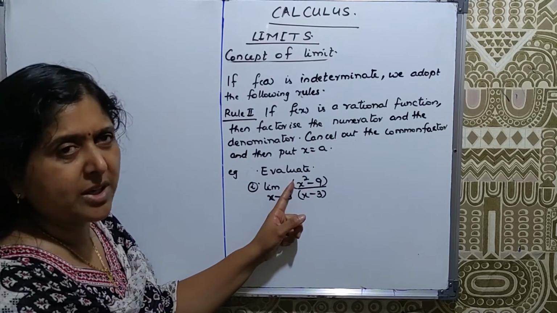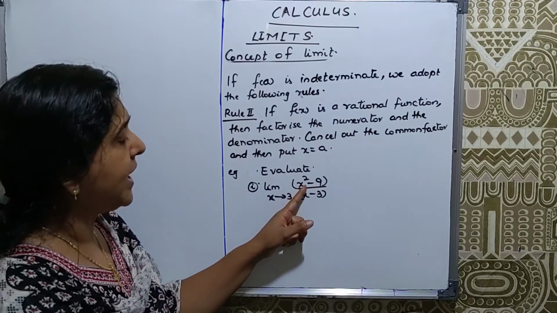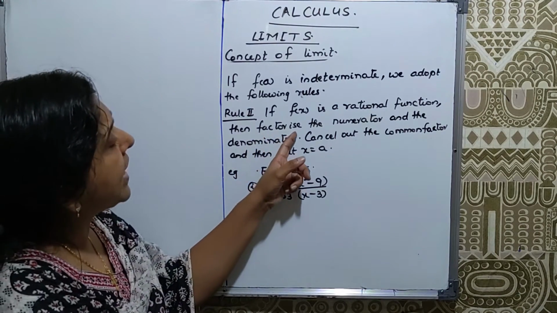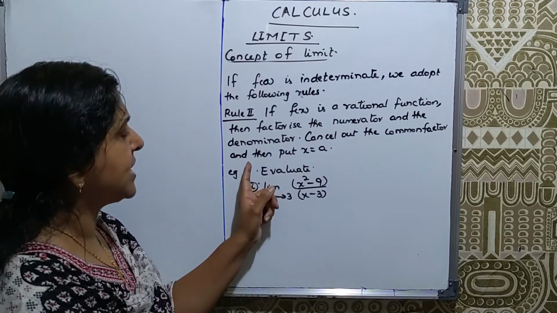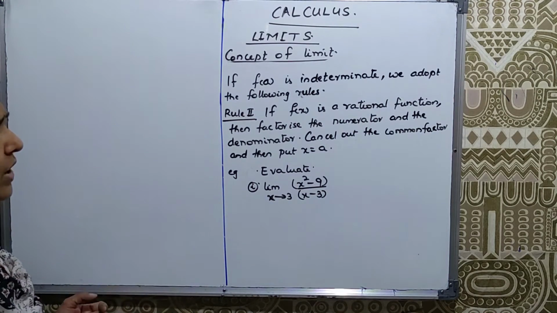That means if the numerator is factorizable, we should do the factorization either by identity or by splitting of middle term. Then factorize the numerator and the denominator, cancel out the common factor, and then put x equal to a. So we are doing one example, evaluate.